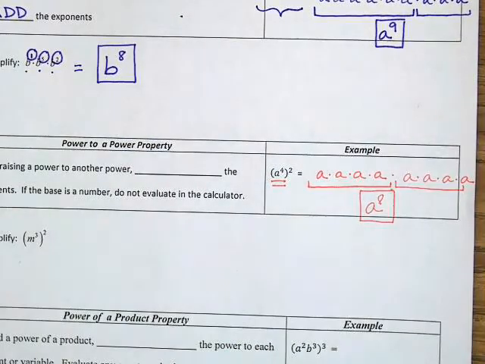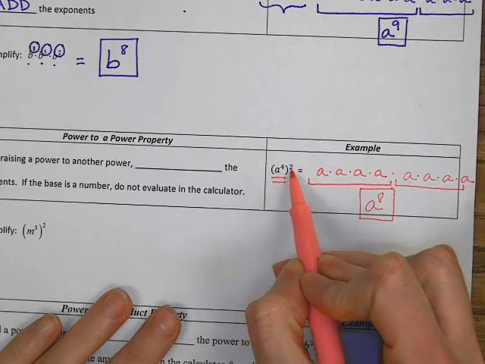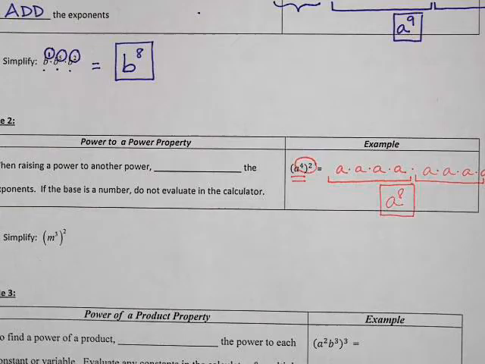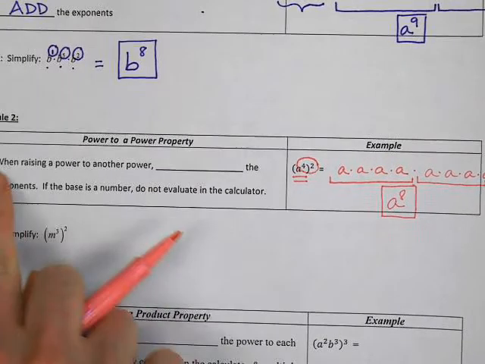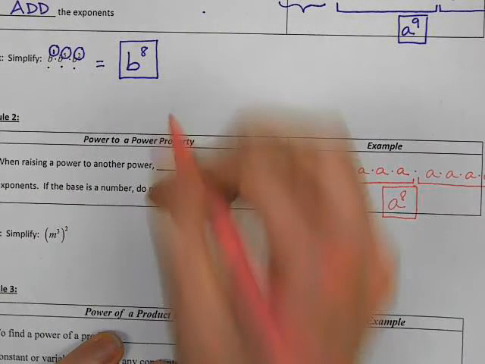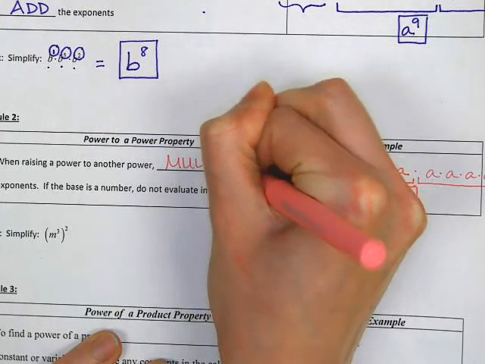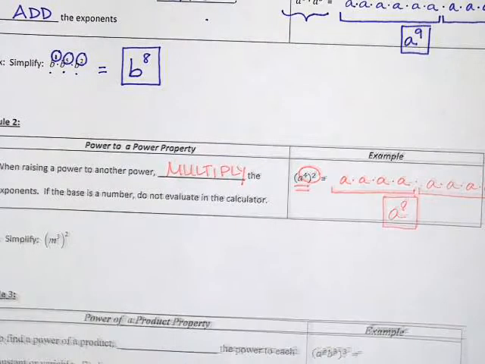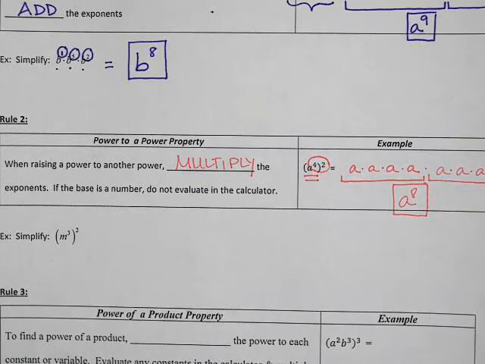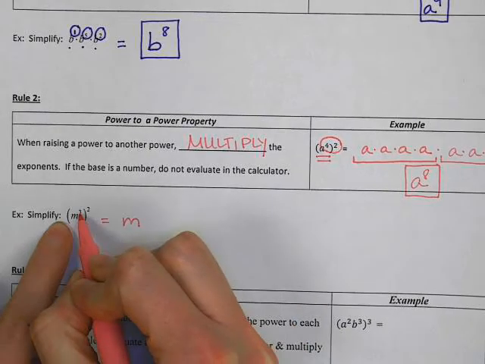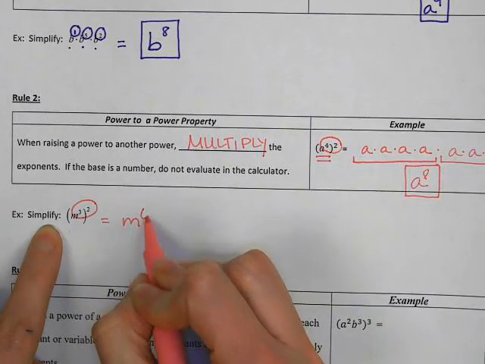Now what's the rule? How could we do this without having to draw it? When you guys have a power to a power, you multiply. 4 times 2 is 8. All right, so when raising a power to another power, you multiply. That's rule 2, multiply. All right, so why don't you guys try the example then? So we have m, and then if it's power to a power, you multiply, so m to the 6th.